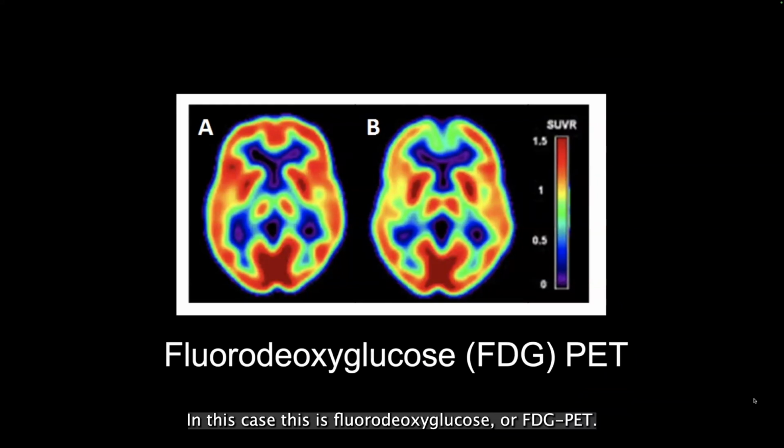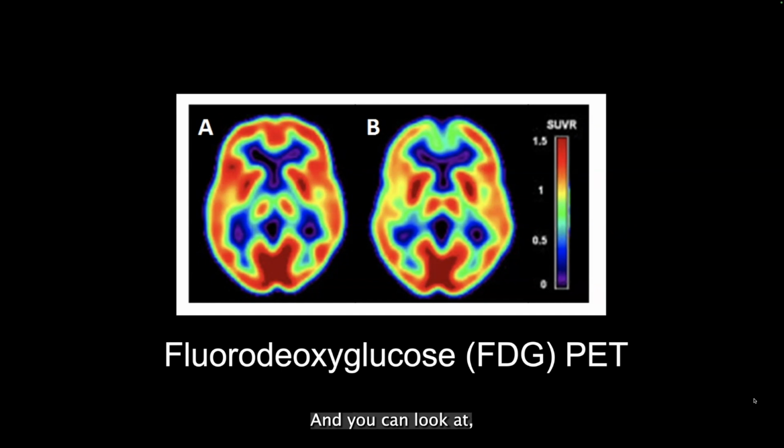In this case, this is fluorodeoxyglucose, or FDG PET. It tells us how much glucose, sugar, is being metabolized in the brain. And this is going to increase in areas where there's more neural firing. If you look at the scale where red is high glucose metabolism, and blue, purple, and black is lower, again, we see the ventricles are purple or blue. There are no neurons firing, and the red is higher.